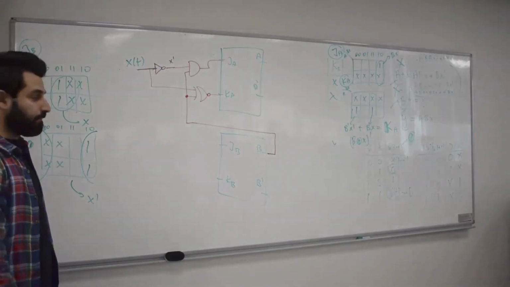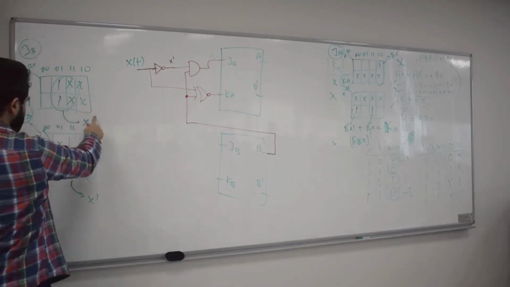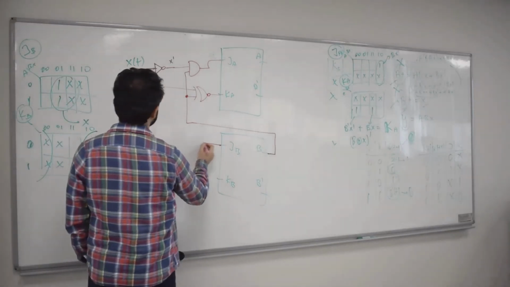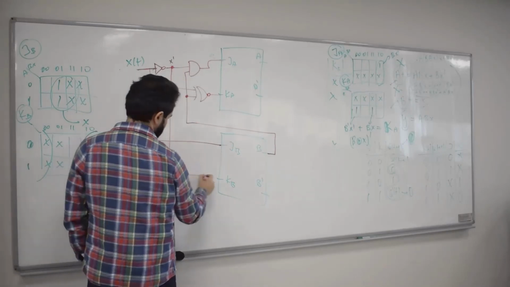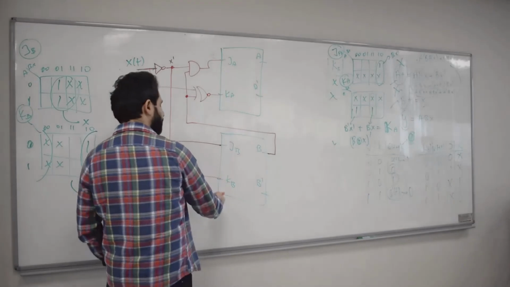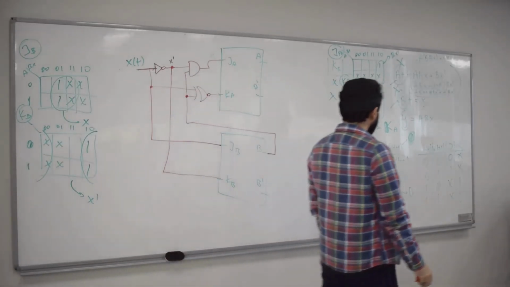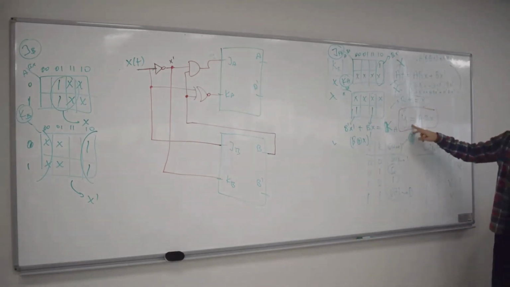In this case, I have a very simple Boolean expression. JB is X and KB is X prime. Pretty simple. JB is X, I already have an X, and I already have an X prime. So I could take X and X prime to the corresponding inputs of the JK flip-flop. Finally, we already have a Y, but we already know what Y is.